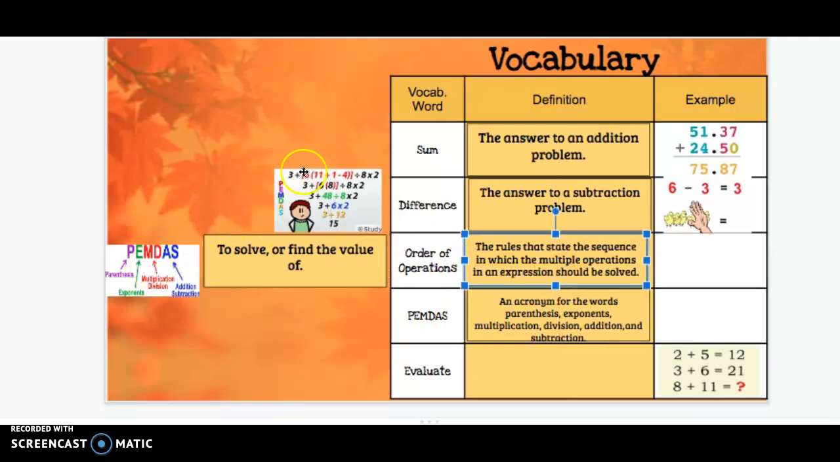So we're looking here, and we're trying to find what's the order. Here, you notice they are solving and they've color-coded the order that they solve the problem in. So that is order of operations.